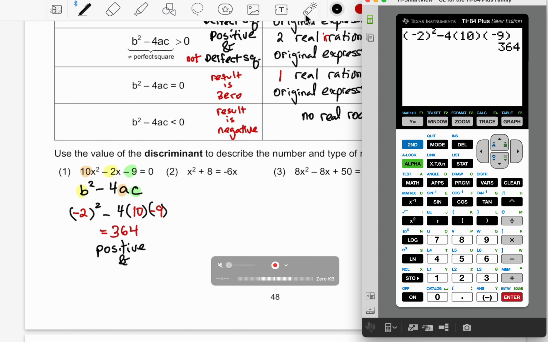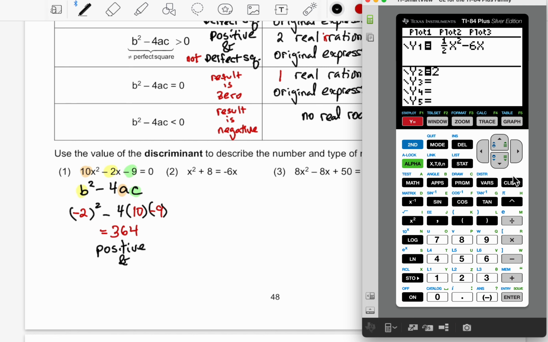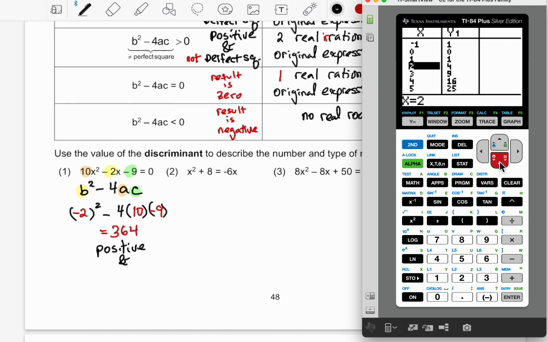All right, so 2 ways to handle that. One, you could just take the square root of the 364. The other, if you have your calculator set up, I had it set up for something different. If you have it set up to give you a list of perfect squares, you could just go right into the table and see if 364 is in the list. All right, it's not, so 364 is a positive number, but it's not a perfect square. All right, so that means we're looking at two real irrational roots.